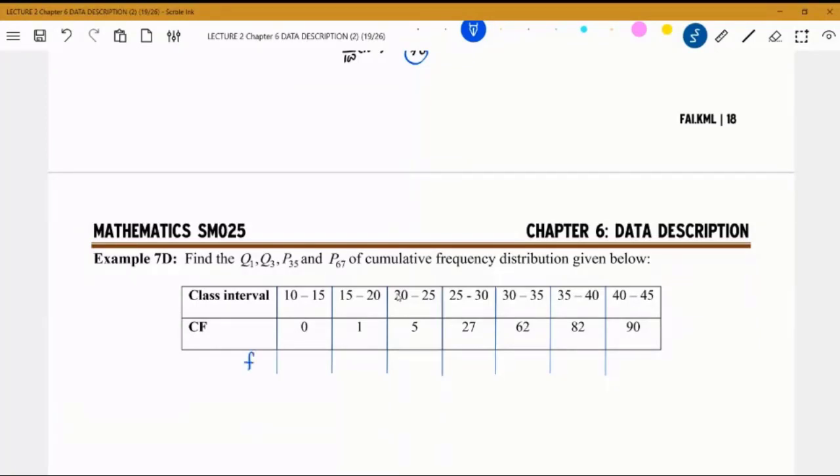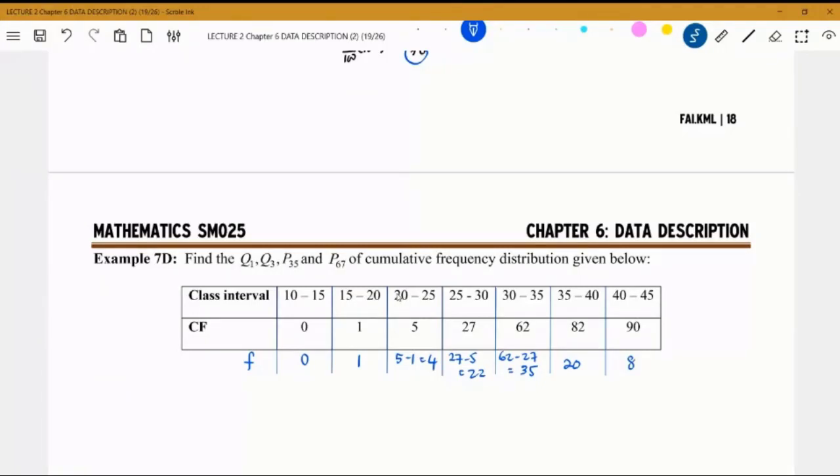So here will be 0. To find the second class frequency, we have 1 minus 0, which is 1. Then 5 minus 1, we get 4. The fourth one, 27 minus 5, we get 22. Then 62 minus 27, we have 35. Then this one will be 20, and the last one will be 8. Okay, that's how we find the frequency.